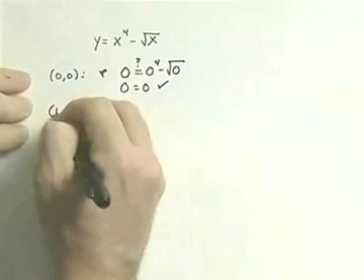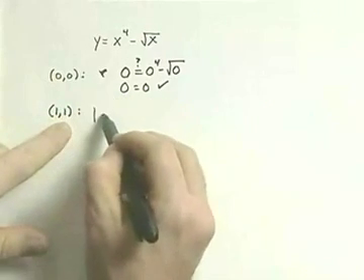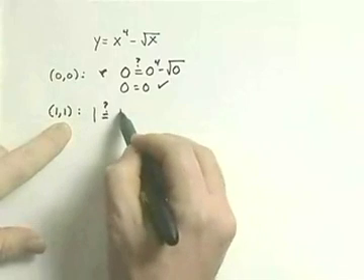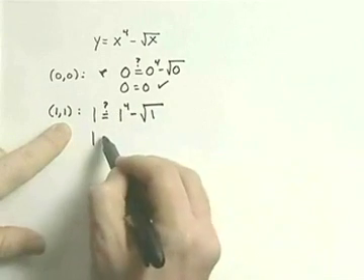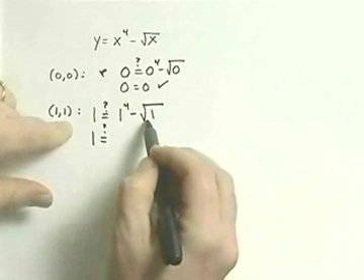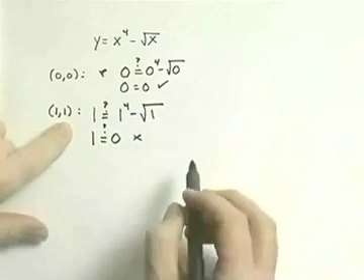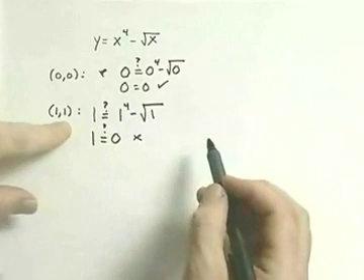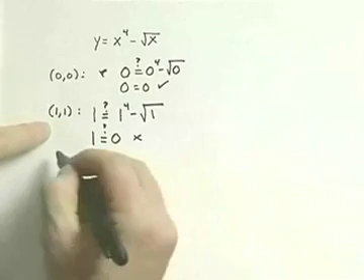How about (1, 1)? Well, in place of y, I'm going to put 1. And we want to know, does 1 equal 1 to the fourth power minus the square root of 1? In other words, does 1 equal, well, 1 to the fourth power is 1. Square root of 1 is 1. So I have 1 minus 1 is 0. That doesn't work, so we would conclude that (1, 1) is not a point on the graph of the equation.